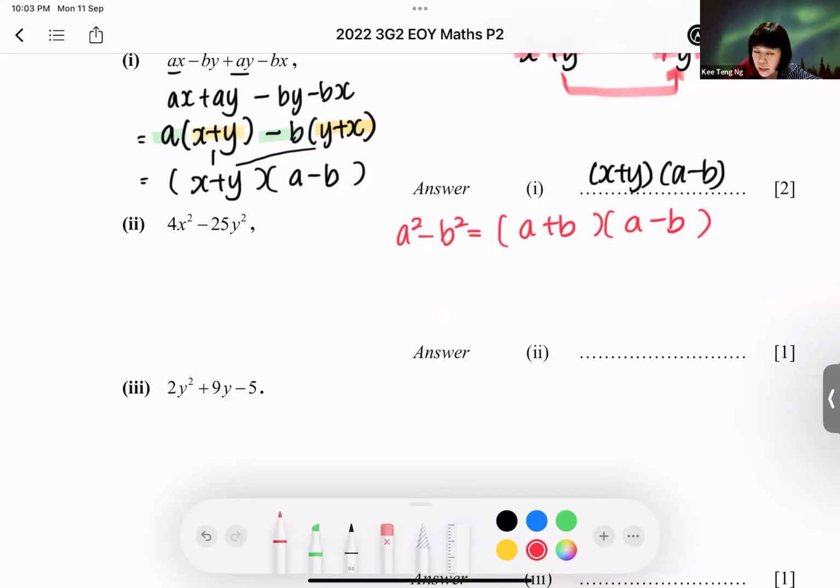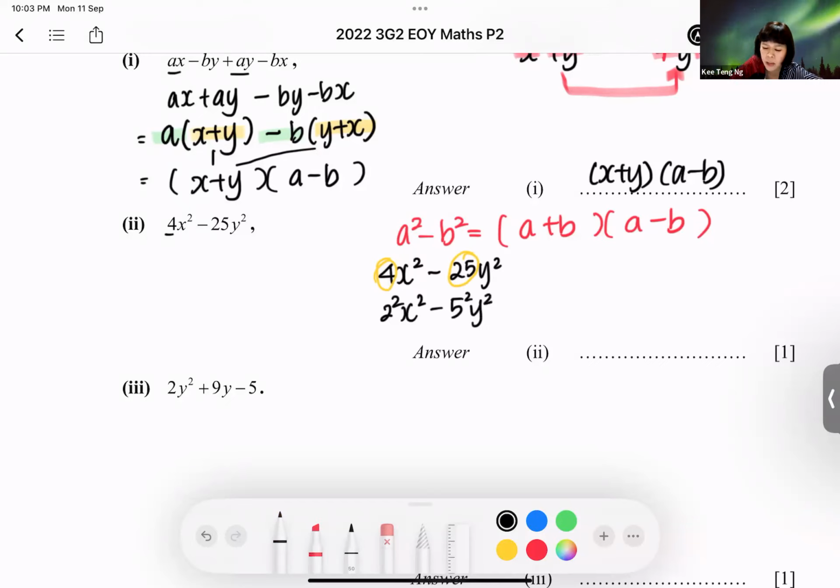But first, let's change the numbers first. This number here is 4x squared. I need to change the 4 into something squared. 4 is what number squared? 4 is actually 2 squared, x squared. 2 squared itself. Okay, and what about the number 25y squared? I need to change the 25 into something squared. 25 is actually the number 5 squared.